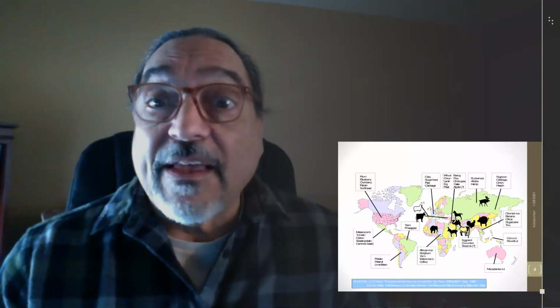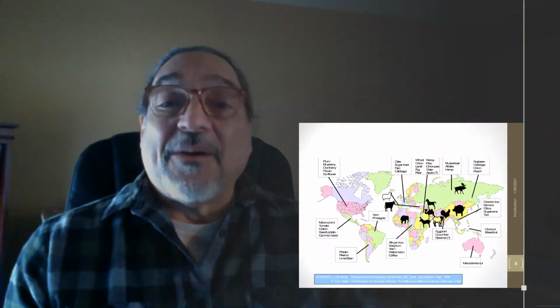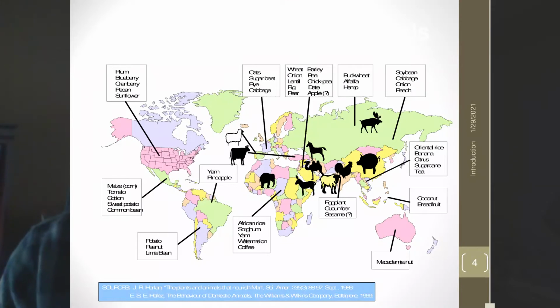Of course, you have to look at the animals. When we look at the animals, again, we see here are some little graphics of all these different animal species. Again, not all inclusive, but we begin to see them again coming from the same basic area where humans began. Not surprising at all.